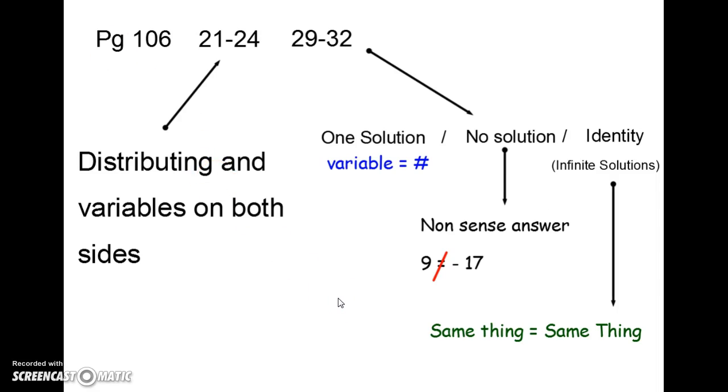Page 106, that's 1 through 24, you have to be distributing and dealing with variables on both sides. And 29 through 32, that's our one solution, no solution, identity, which is what we call infinite solutions.